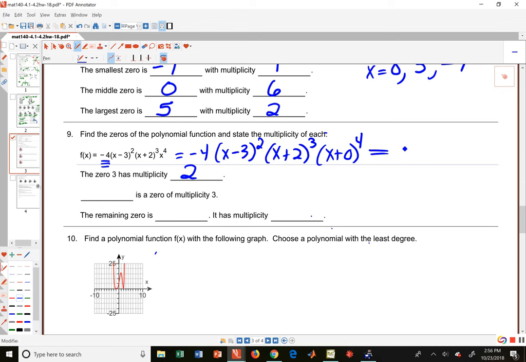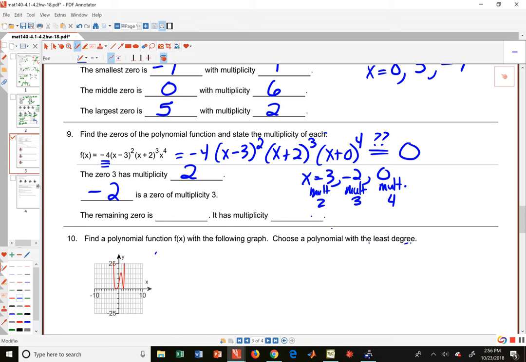Remember, we're setting this equal to 0. We're asking that question. X equals 3, minus 2, and 0 are the solutions. Minus 2 is a 0 of multiplicity 3. So 3 had multiplicity 2, and the 0 has multiplicity 4.